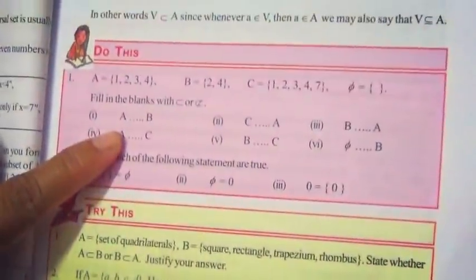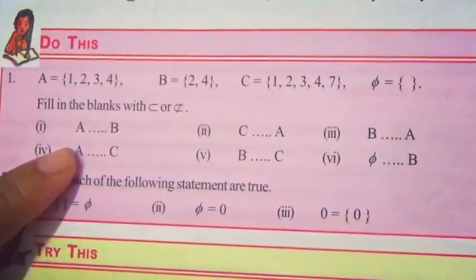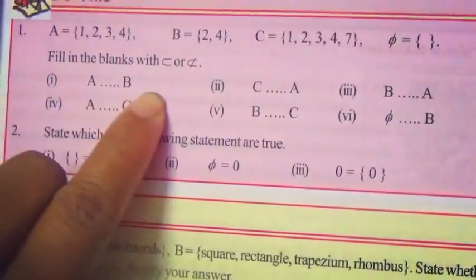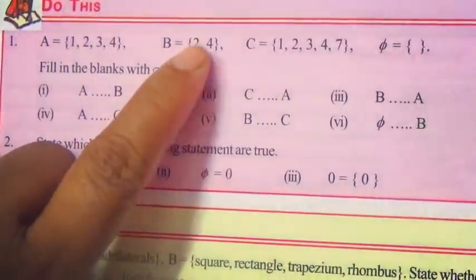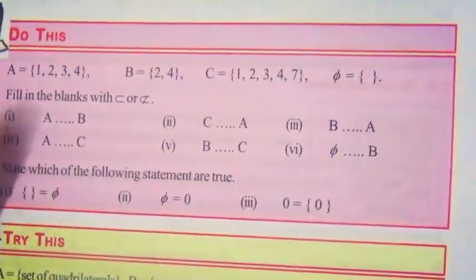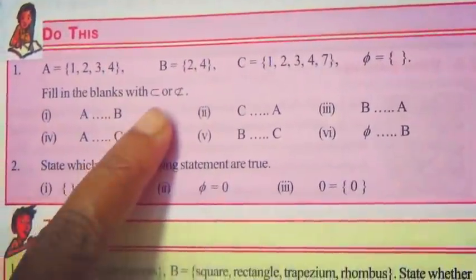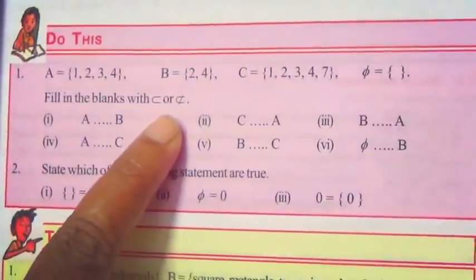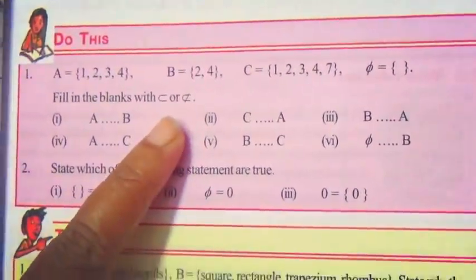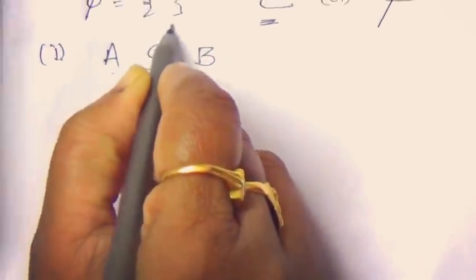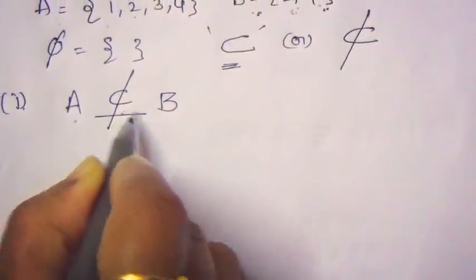So what is the first one he has given? That is A dash B. Is A the subset of B? No. B is the subset of A. Here A is a superset. So we have only 2 symbols, hence we have to use these 2 only. Hence A is not a subset. Fill in the blank: A is not a subset of B.